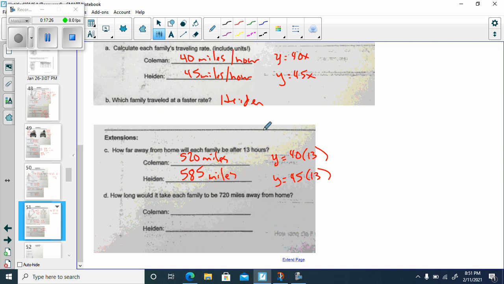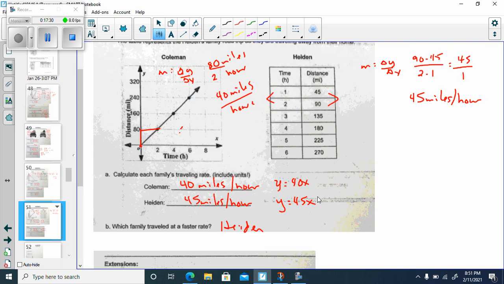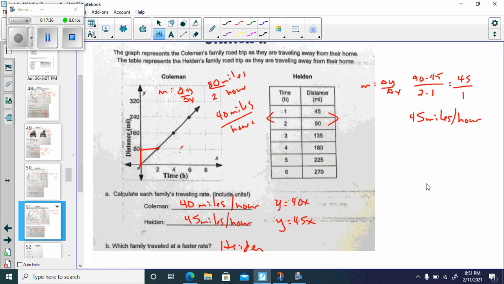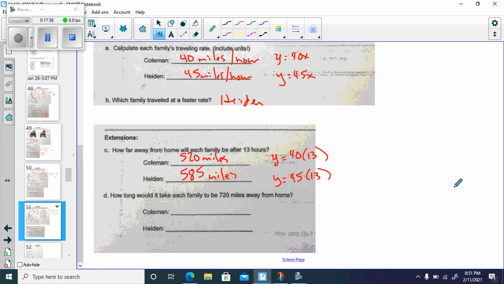How long will it take each family to travel 720 miles? Where would the miles go, the x or the y? Look, the miles are on the y-axis in both cases. So we need to plug this in for the y, 720 for the y. I've got my equation, y is equal to 40x, and we've got our equation, y is equal to 45x. Let's plug 720 in for the y.